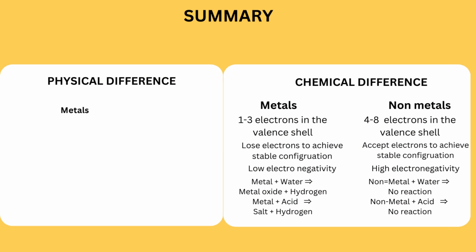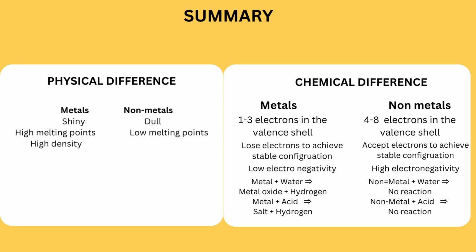Physical difference is that metals are shiny, non-metals are dull. Metals have high melting points, non-metals have low melting points. Metals have high density, non-metals have low density. Metals are malleable and ductile, non-metals are brittle. Metals are good conductors of heat and electricity and non-metals are poor conductors of heat and electricity.